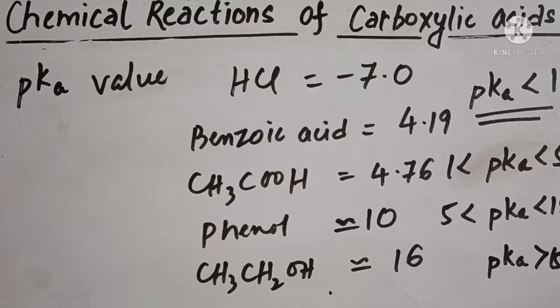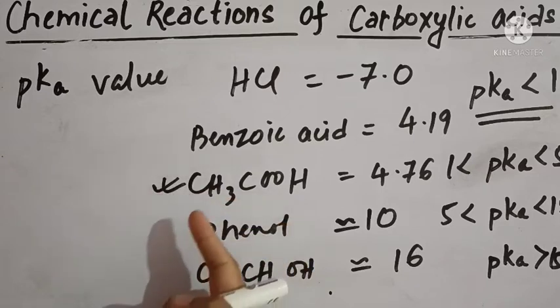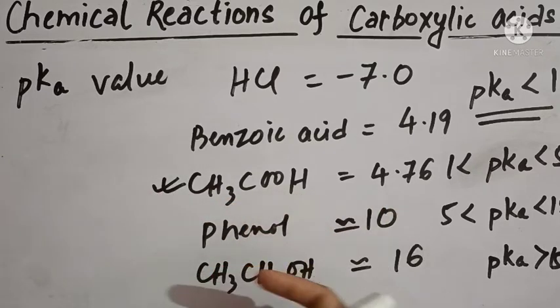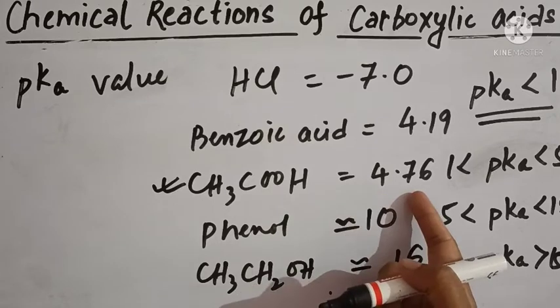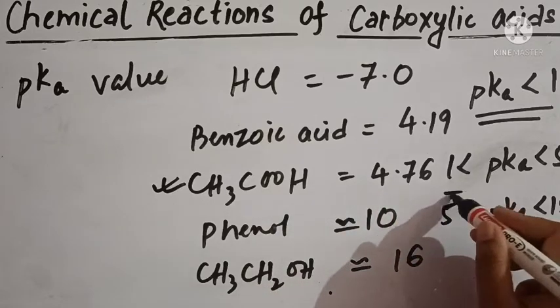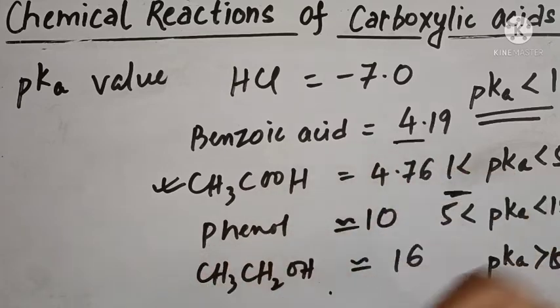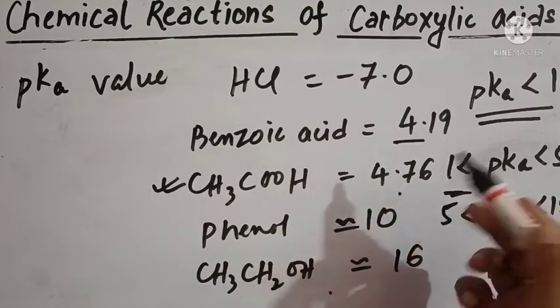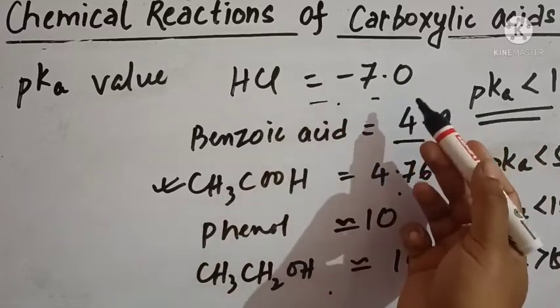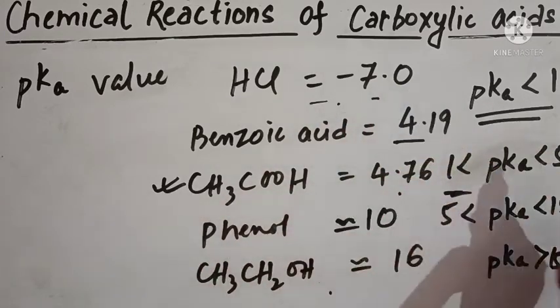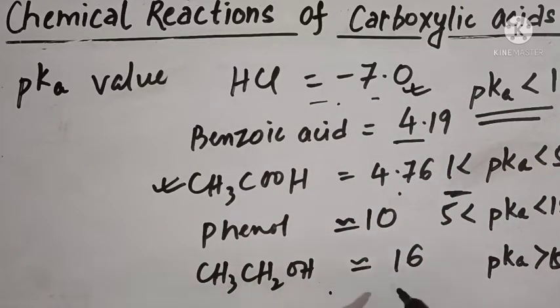In carboxylic acids, the pKa value for acetic acid is 4.76, so it is quite acidic in nature. Benzoic acid is more acidic in comparison to acetic acid, and HCl, as you saw, has a negative value, so it is a much stronger acid. If we talk about alcohols, the value for ethanol is around 16, so it is a quite weak acid, and phenol is more acidic in comparison to ethanol.